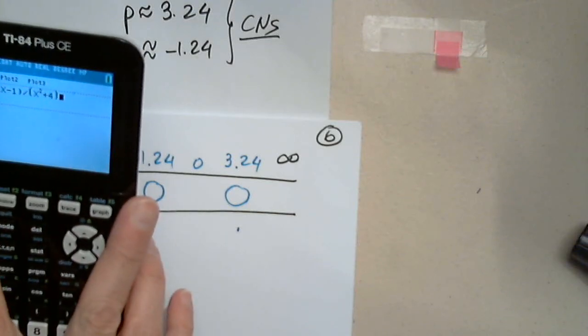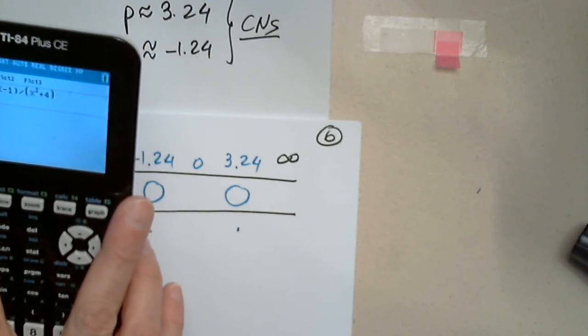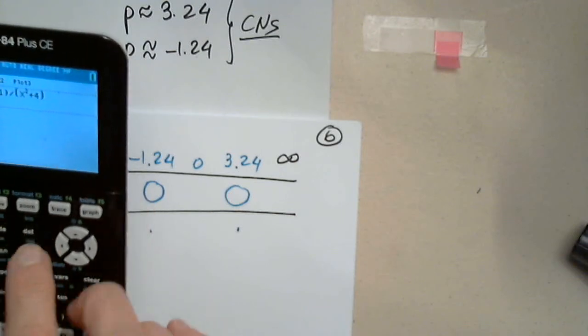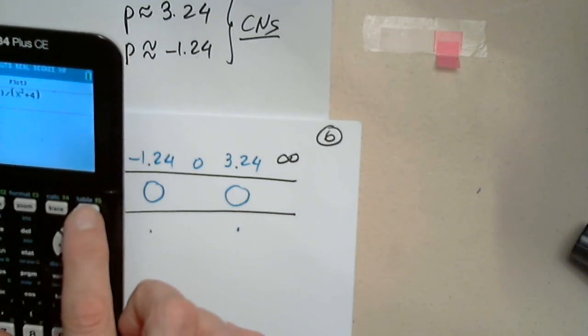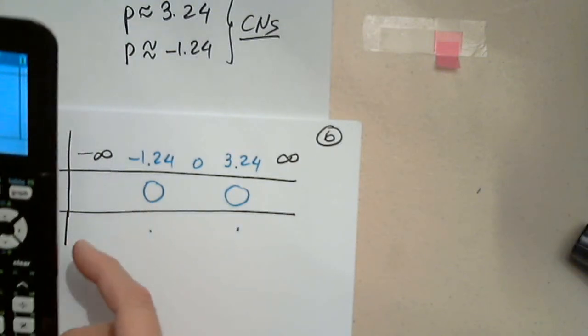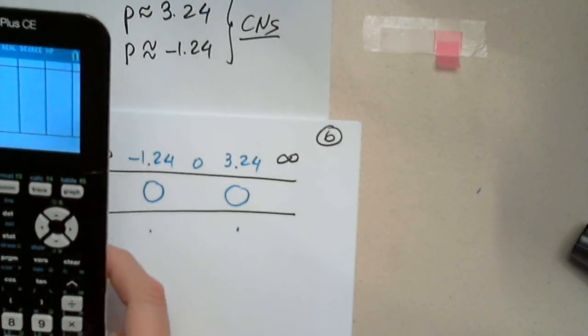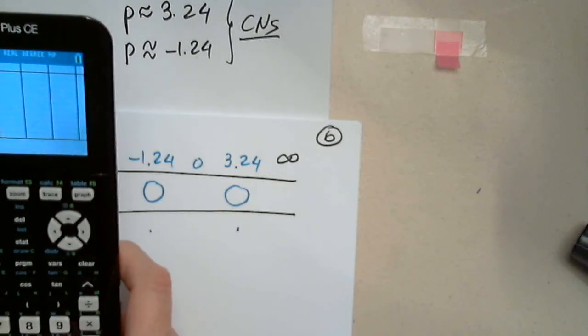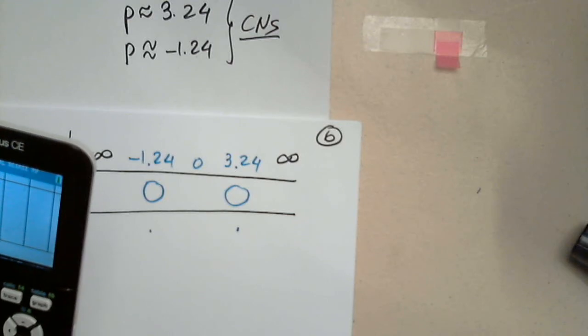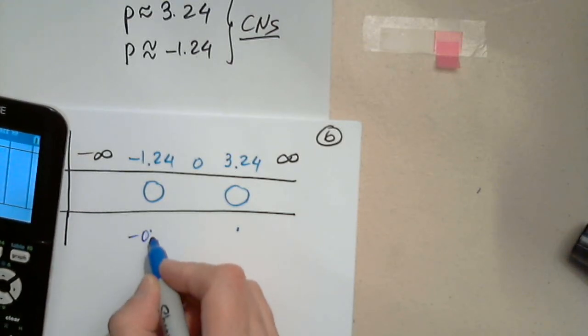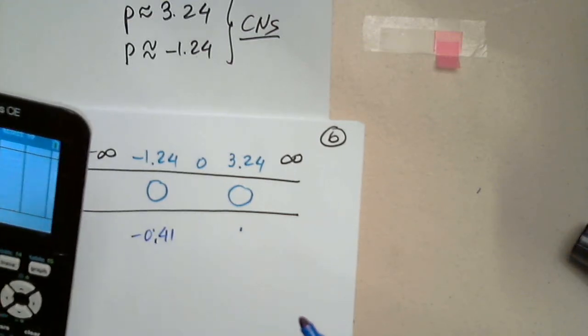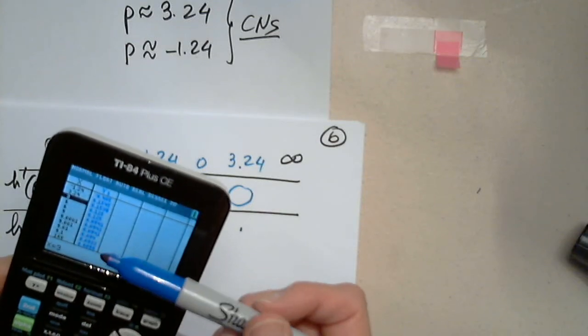And then I go to second and table. I don't want to go too fast. If I am too fast, let me know. Second and table. And I'm going to plug in these numbers. Negative 1.24 and 3.24. And I got negative 0.41 approximately and 0.15.